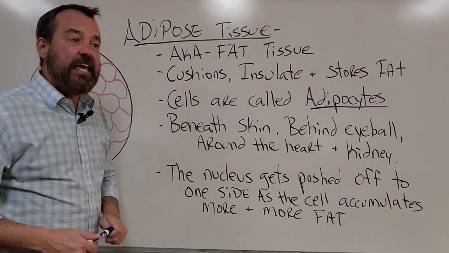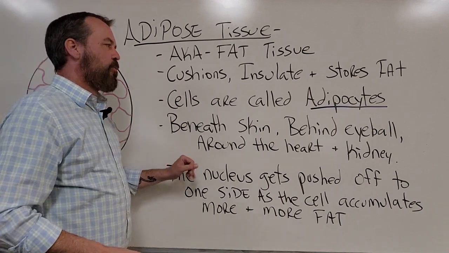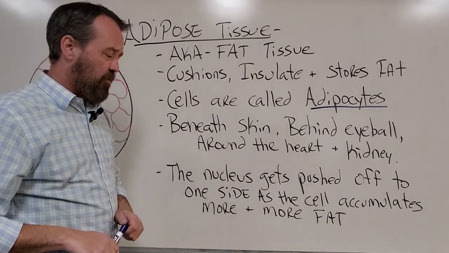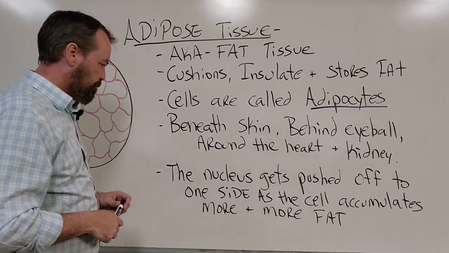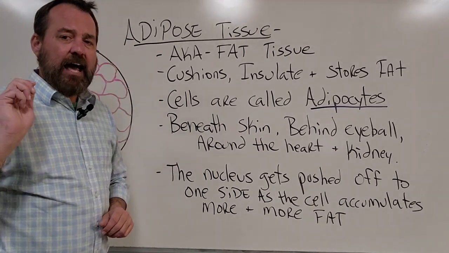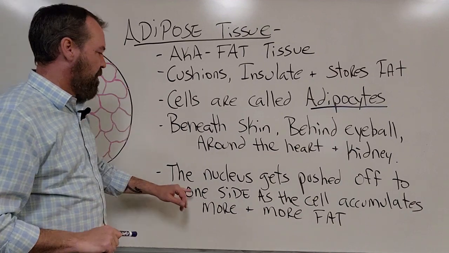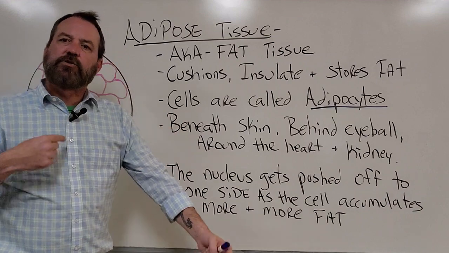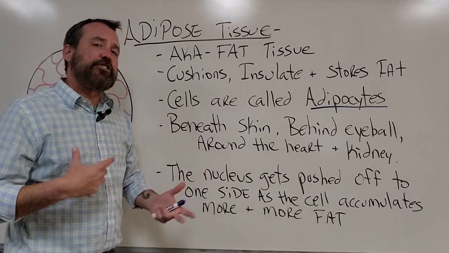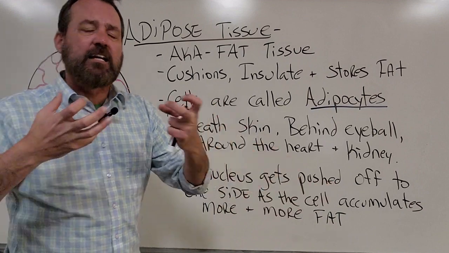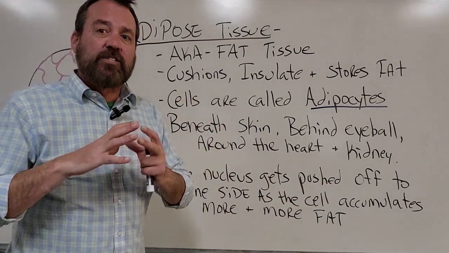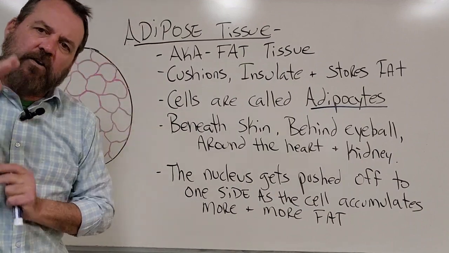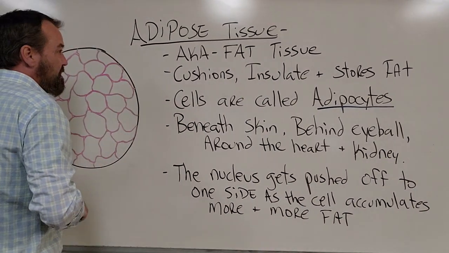We find it beneath the skin, behind the eyeball, and then around certain organs like the heart and the kidney. They have a layer of fat to surround them to help insulate them and protect them. Now, the thing about adipose tissue, or adipocytes for that matter, the nucleus often gets pushed off to one side as a cell starts to accumulate more and more fat. That's its job, is to store fat. So it's grabbing all the fat it can and it's pulling it inside of the cell. And in doing so, we start to get so much fat that the nucleus slowly gets pushed farther and farther and farther aside. And that's what we can see here.